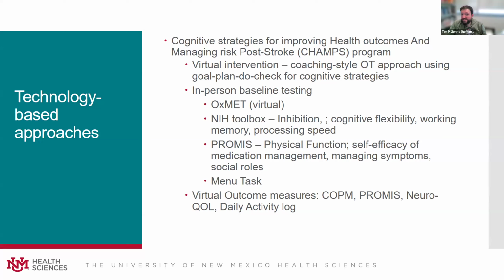And so we did baseline testing, some of which was virtual, some of it was in person. And so here's some examples of the in-person ones we did, including some different risks. So a screening for cardiovascular risk and neurological or dementia risk. And so then the virtual outcomes that we used included the COPM, the Canadian Occupational Performance Measure, the PROMIS NeuroQoL, and the daily activity log, just some examples of ones that we used during the intervention virtually.